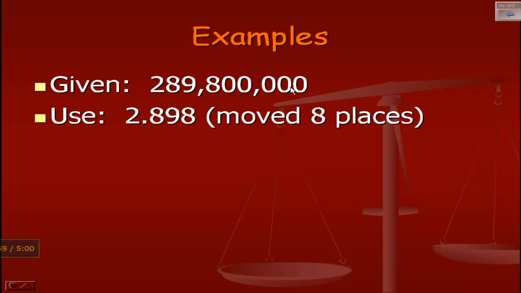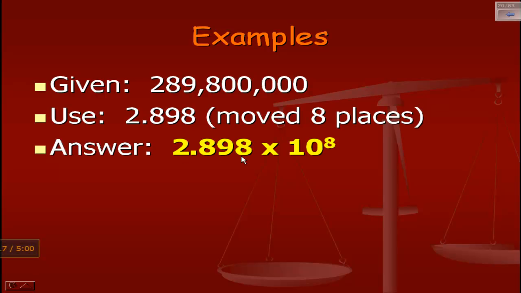All right, so we're going to move our decimal point so that it appears after the 2. And we count 1, 2, 3, 4, 5, 6, 7, 8 places. Now this is a very large number, so that means our exponent is going to be positive. So we write our answer as 2.898 times 10 to the 8. And you do need to write all these numbers because we need to include all significant figures.